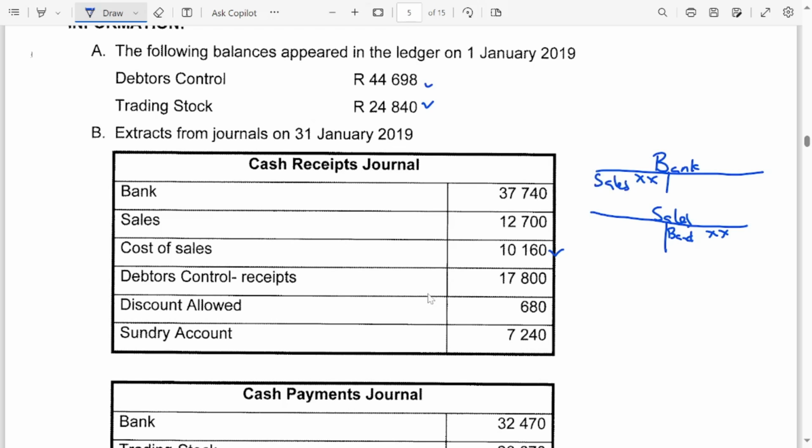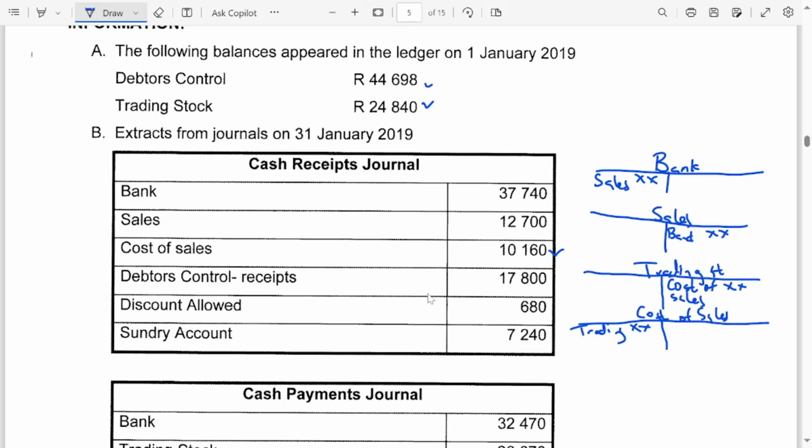And then another account that is going to be affected is the trading stock, because when we are selling the goods, it means that the goods that we have in the business are decreasing. So the trading stock decreases with the cost price, which is the cost of sales. And then the cost of sales, the expense, will be increasing on the debit side with the account of the trading stock. So this is how it goes.